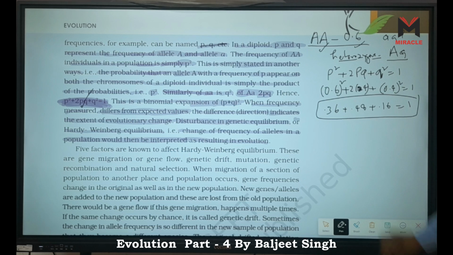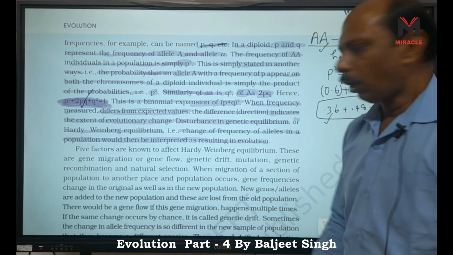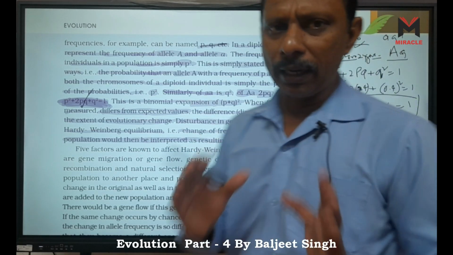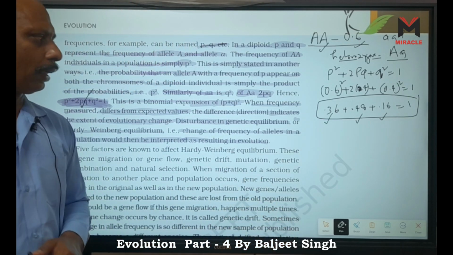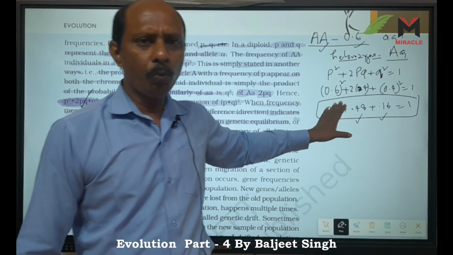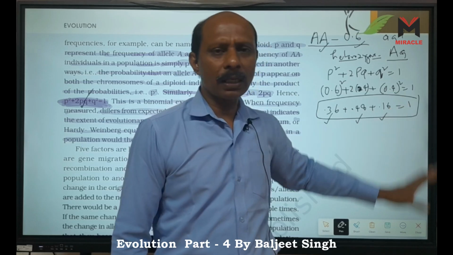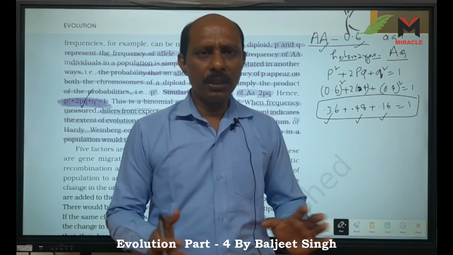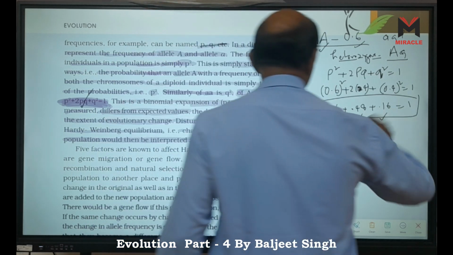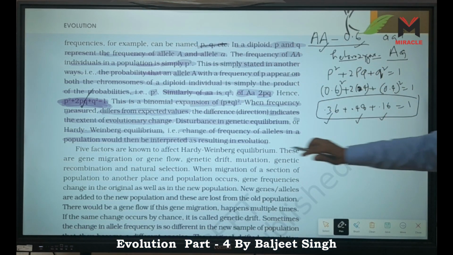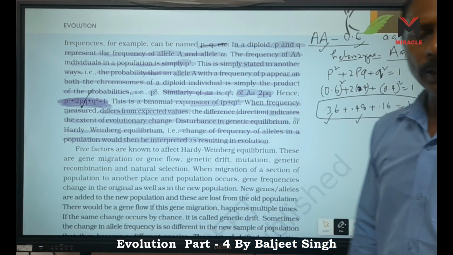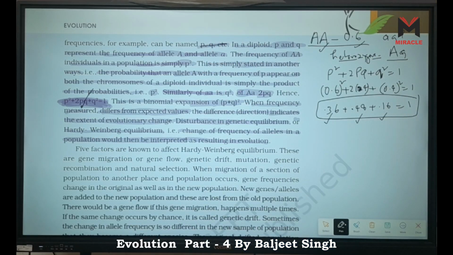That means the frequency of homozygous capital A is 0.36, the frequency of heterozygous is 0.48, and the frequency of the recessive trait is 0.16. If the population is 100 people, then 36 people are homozygous capital A, 48 people are heterozygous capital A small a, and 16 people are homozygous small a, which is abnormal, and the total is 100. So through this equation we can calculate the frequency of specific heterozygous or homozygous offspring.